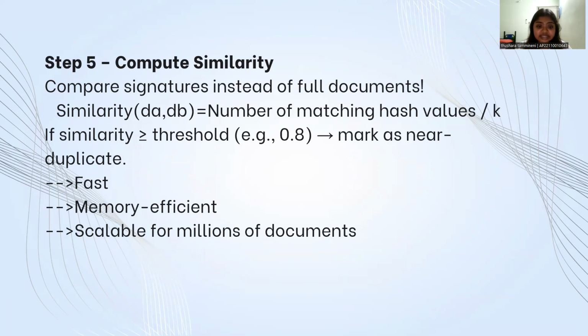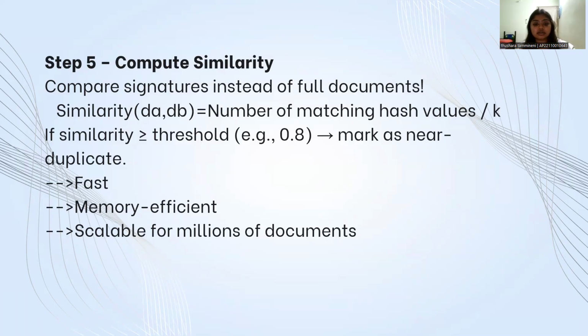Finally, we compare these signature vectors instead of full documents. The formula is simple. Similarity equals the number of matching hash values divided by the total number of hash functions. If the similarity score is above a threshold, let's say 0.8, we mark them as near duplicates. And that's it. So it is super fast, memory efficient, and scalable for millions of documents.